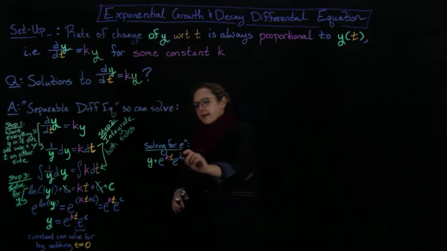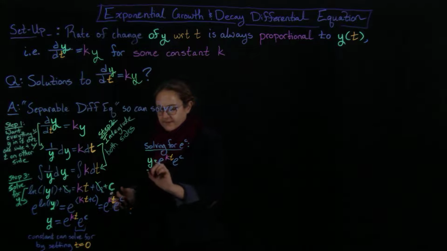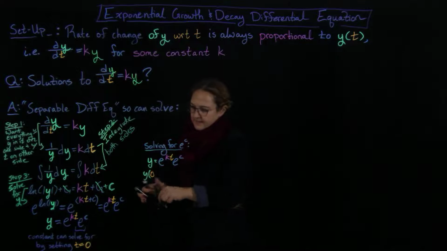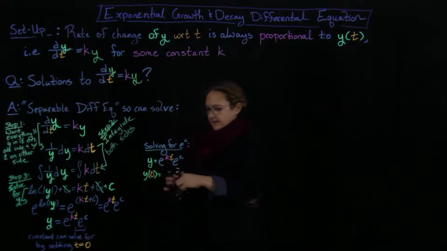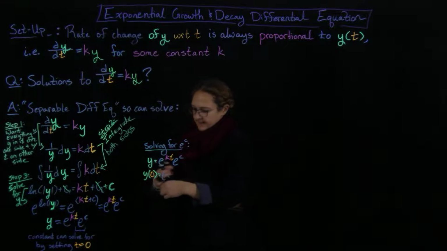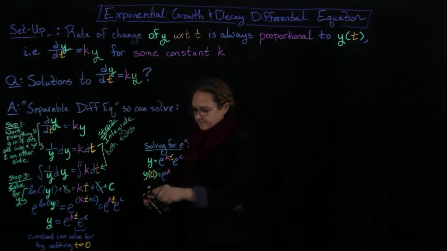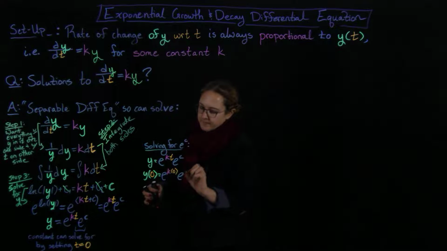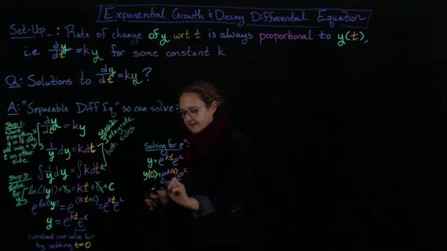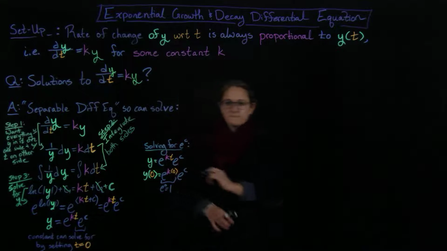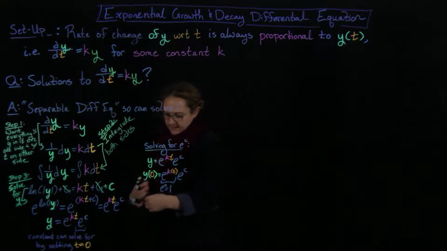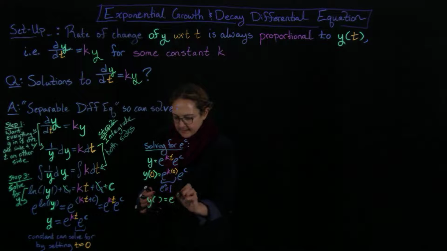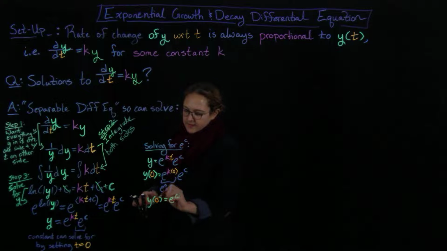Right? And then that would tell me that y of 0 is going to equal e to the k times 0 times e to the c. But this is the same thing as e to the 0, which equals 1. So this is telling me that y of 0 is going to equal e to the c. So when I plug in 0, I actually get e to the c.